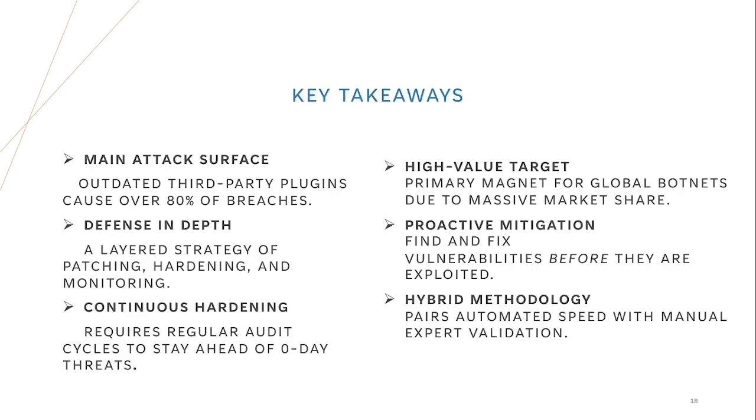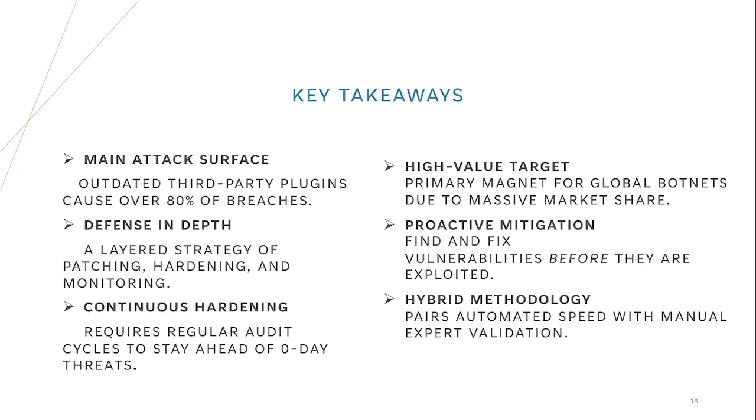And next, key takeaways. Main attack surface: outdated third-party plugins cause over 80% of breaches, so we have to update the plugins and themes regularly to reduce the attack surface. Defense in depth: a layered strategy of patching, hardening, and monitoring to secure the layers of security and protect our system. And continuous hardening requires regular audit cycles to stay ahead of zero-day threats, where continuous hardening is continuously checking or auditing the website before the attackers can exploit the vulnerabilities found in it.